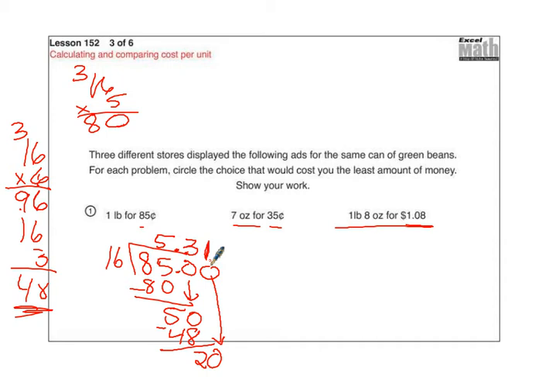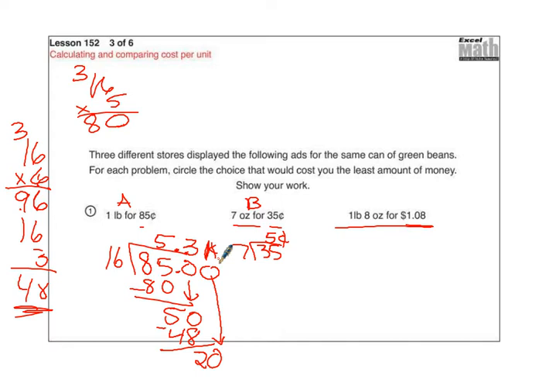7 ounces for 35 cents. How much is that per ounce? Come on! 7 ounces for 35 cents. You get 7 of them for 35 cents. How much is that each? 5. You're right. How do you do that? 7 into 35, right? Which is 5 cents. So far, which one's a better deal, A or B? B. Why? Because there's no decimal. 5 cents, right? It's less than 5.31 cents.